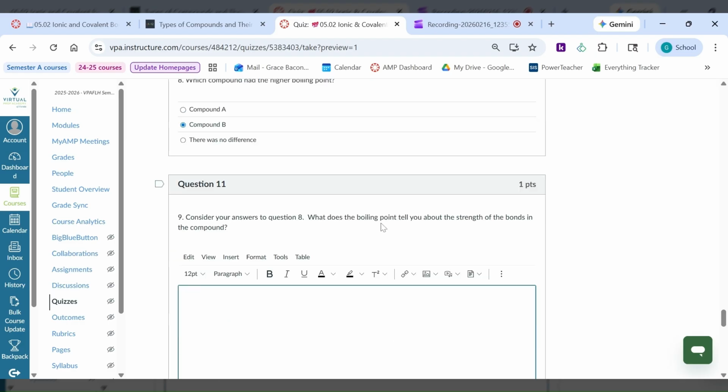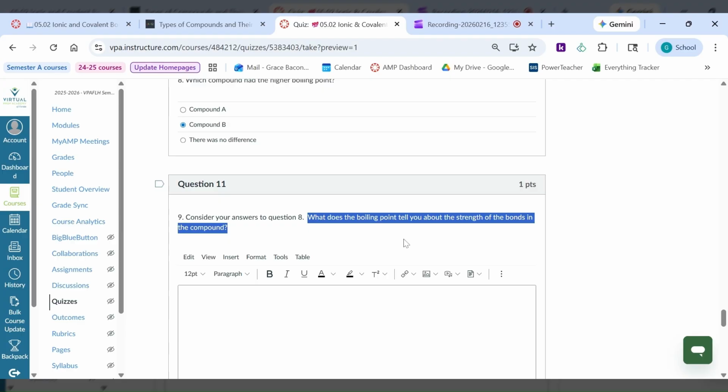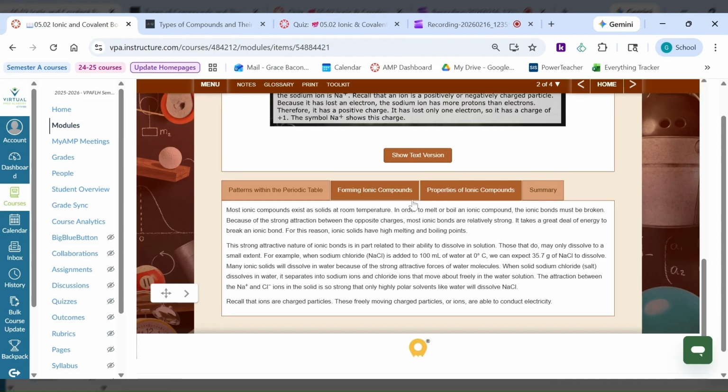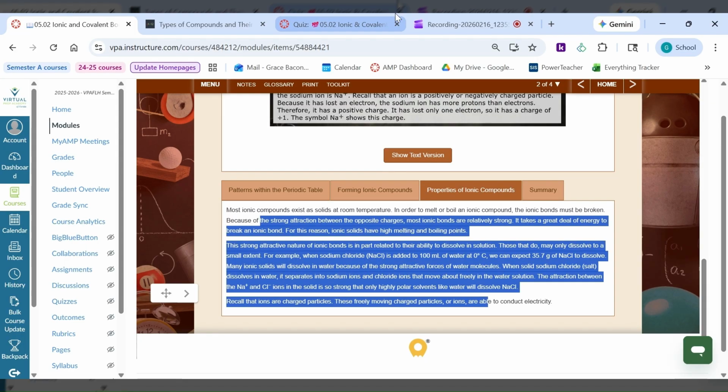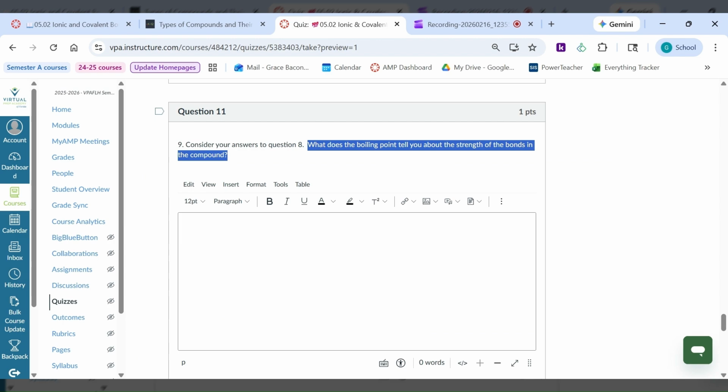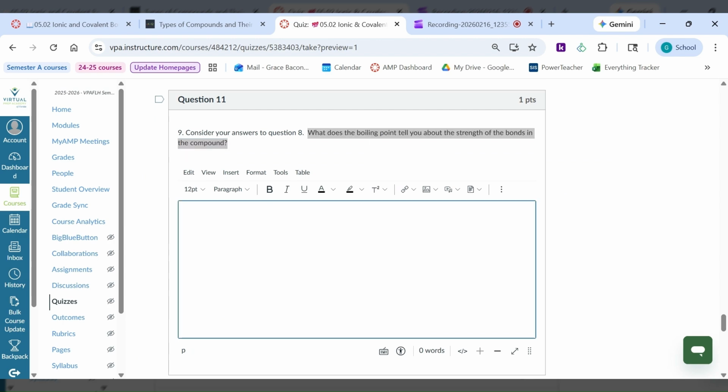And then I'm trying to remember, wait, what does boiling point have to do with my bonds here? I have to think back. I may need to go back into my reading about the properties of my compounds and see if I can find why the boiling point is related to those things. And that's what I'm going to answer in here. What does the boiling point have to do with the strength of the bonds?